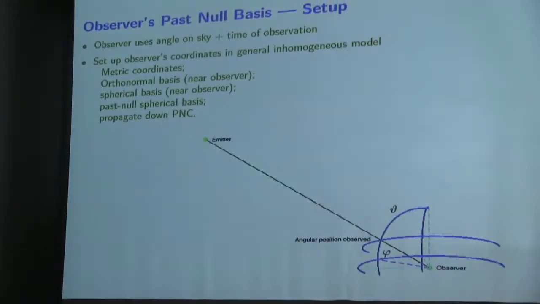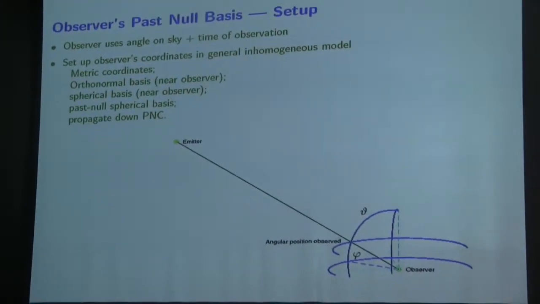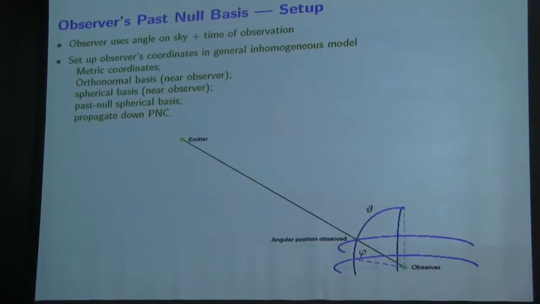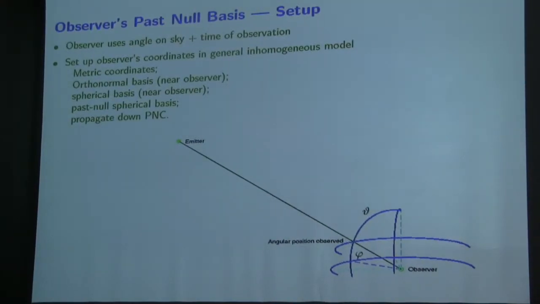So of course we start off with a particular observer. Observer and light rays coming in, and we need a set of coordinates. So obviously we set our standard coordinates of the observer, and then what we're going to do is essentially propagate those observer coordinates along the light rays. So we're going to set this up.